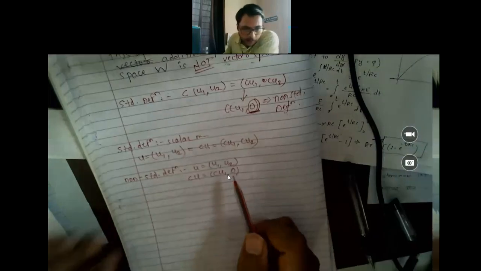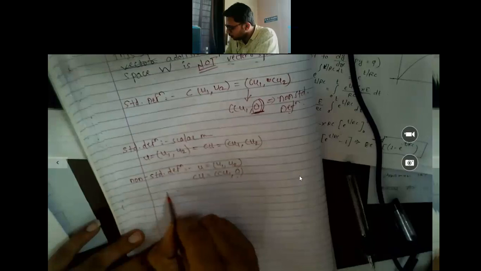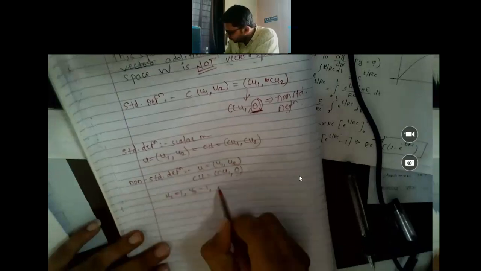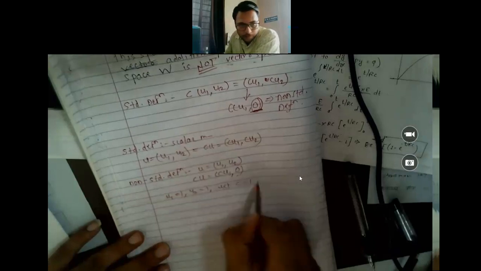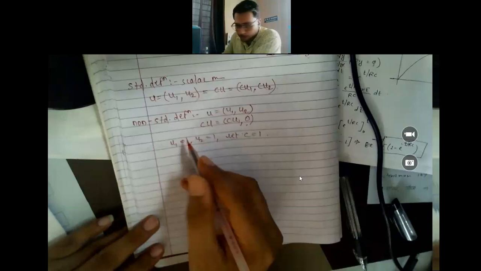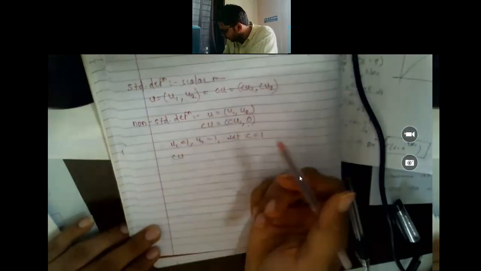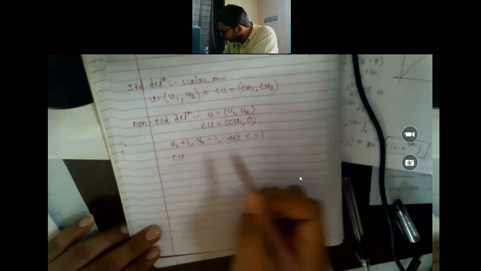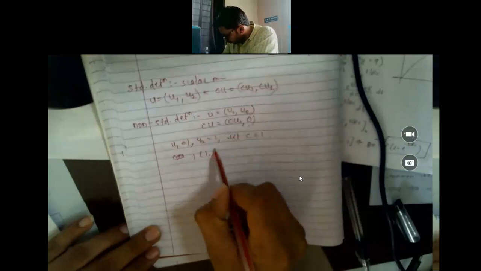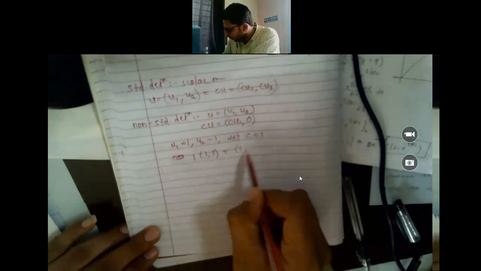Okay, so this means that if I take u1 equal to 1, u2 equal to 1, and let c also be 1, what will happen here? Cu: c is 1, and (u1, u2) is (1, 1). So what will be the result of this multiplication? 1 into 1 is 1, and again 1.